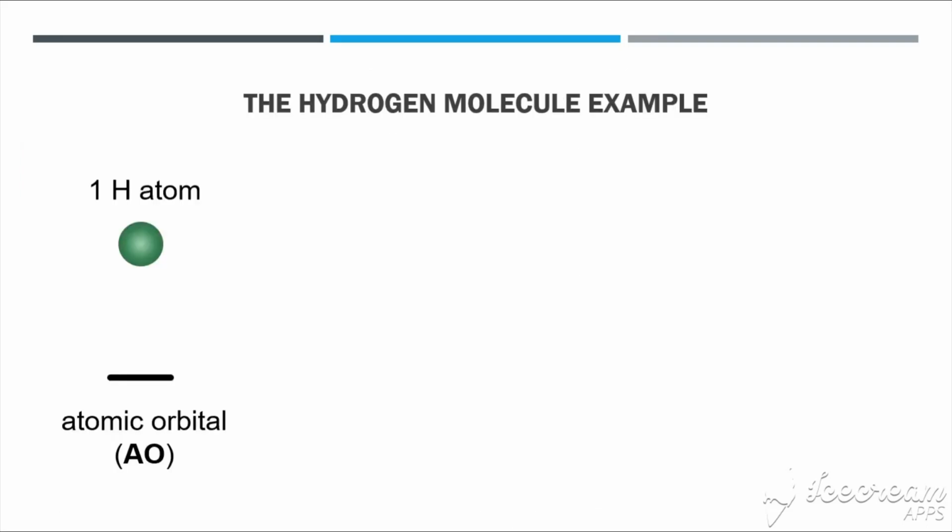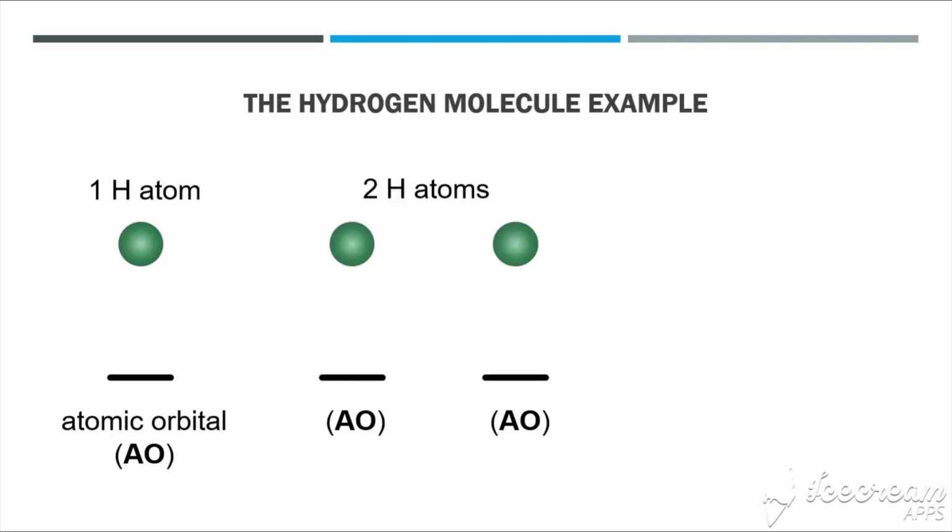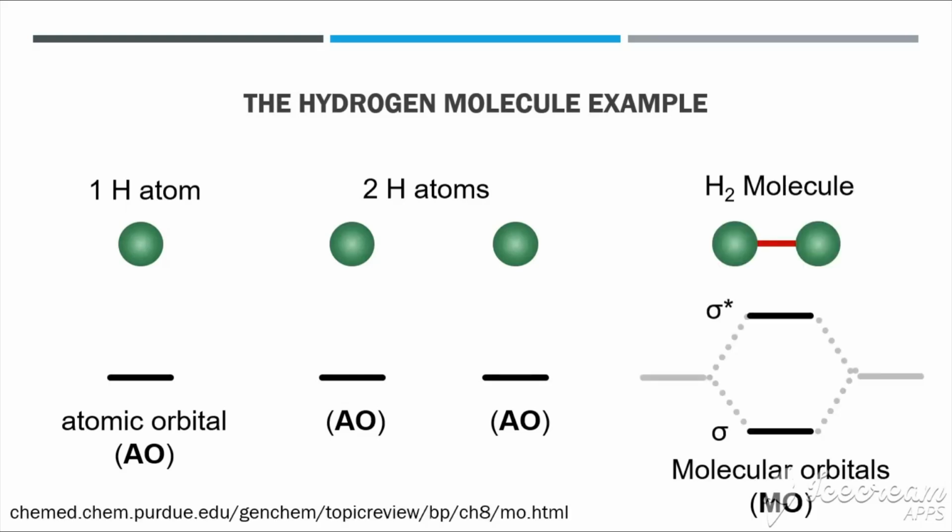To understand the band structure, let's start with a single hydrogen atom with one atomic orbital, the 1s orbital. Now let's say we have two hydrogen atoms, then we will have two atomic orbitals, both with the same energy. If we force these two hydrogen atoms to form a bond, the two atomic orbitals will combine to form two molecular orbitals, a bonding and an anti-bonding orbital.